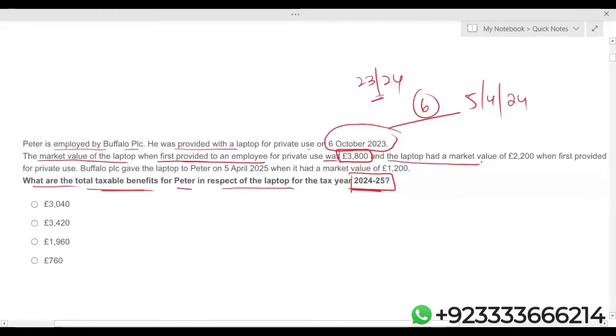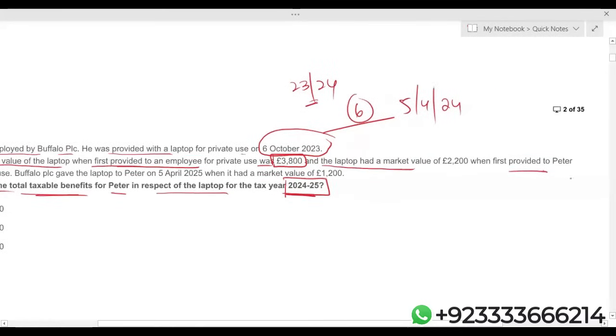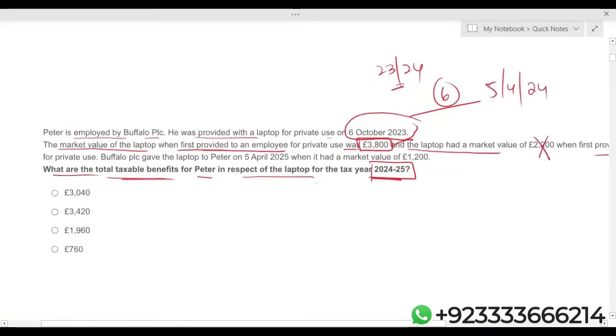And the laptop had a market value of 2,200 when first provided to Peter. Actually, when it was provided to Peter at that time, the market value was 2,200, but that is irrelevant because the rule says 20% of the market value when it was given to an employee the first time, no matter that it's a different employee. So for us, the relevant value is 3,800.